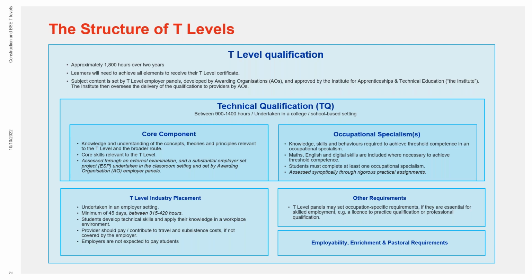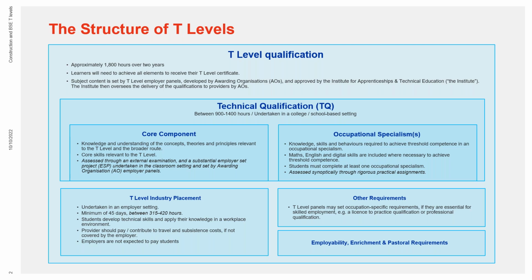Then the other part of the equation is the occupational specialism. This is effectively the practical. In building services you might do the plumbing, for construction you might do the carpentry and joinery route. So this is the practical aspect, but built in there is a requirement for maths and English and digital skills. That's again part of the T-level envelope. I'm going to touch on the occupational specialisms because you will see there is a difference between the on-site and building services engineering T-level.